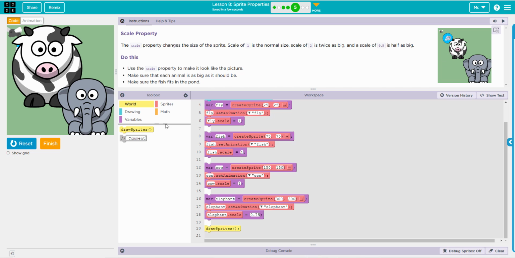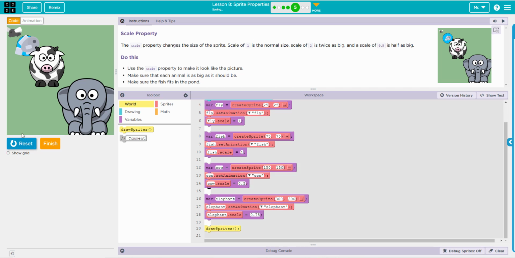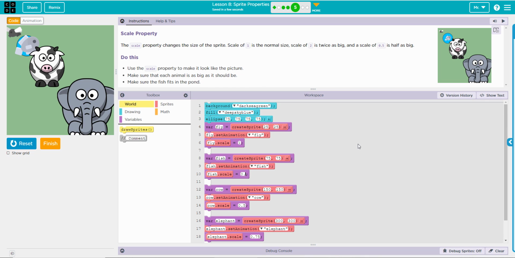The cow I'm going to now resize. And let's actually make that about half. Okay, so again, to me the cow looks good, so I'm going to leave the cow. The fish, let's try 1/2 as well, so 0.5, just to make sure it fits in the pond. And that looks good. And then the fly, we did half for the other stuff. Let's try half again. And to me, the fly looks good. So this is how we change the size of images by using the scale property.